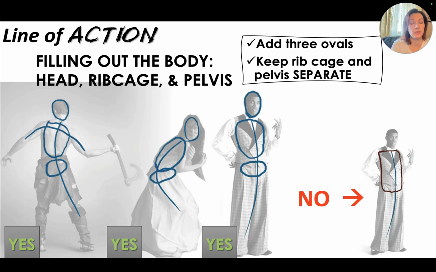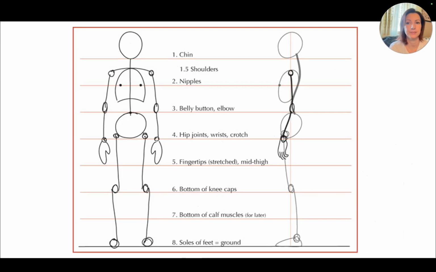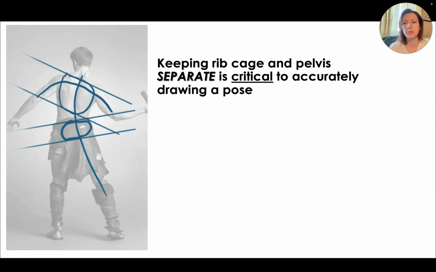You also need to think about this when you're making a sculpture. Here's just a really quick example. There are tons of these on the internet on body proportions, but essentially one body is 8 heads long, and you can see where all the different parts of the body intersect. When you keep the rib cage and pelvis separate, it is critical because this is how you draw a pose accurately. When you draw it as a blob, it becomes not accurate.